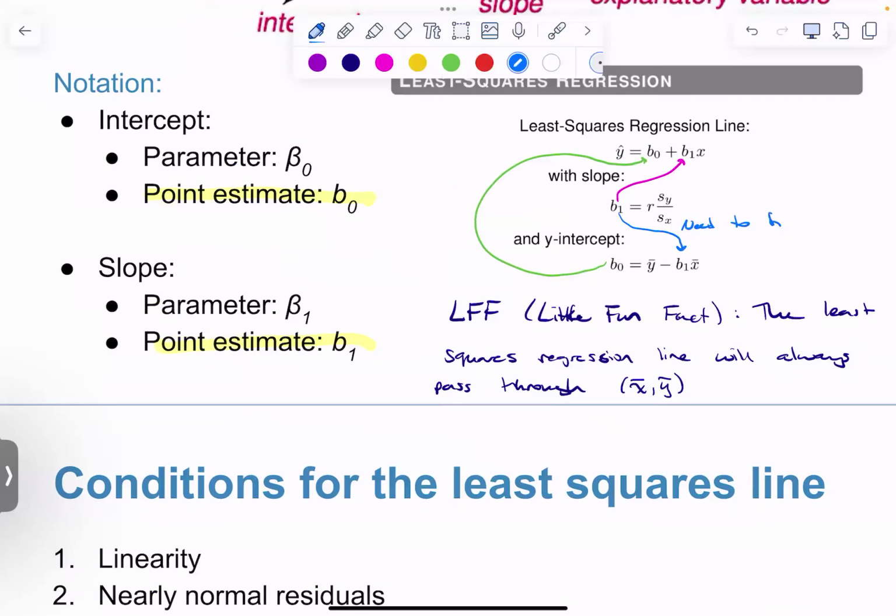You need to find B1 first, which is kind of counterintuitive the way the formula is written. It makes you want to find B naught first, but then you'll find that you hit a block, and so then you'll go back and you'll find B1.